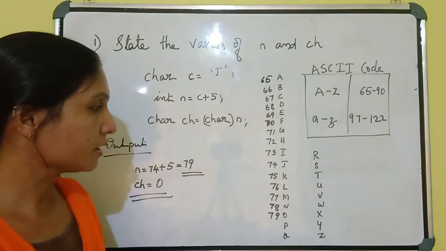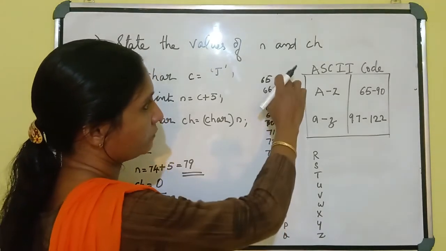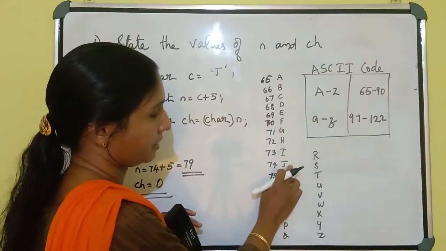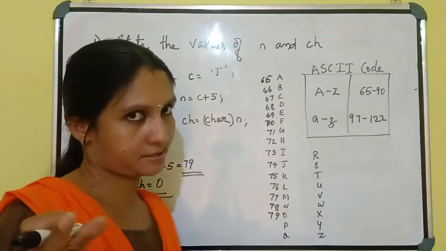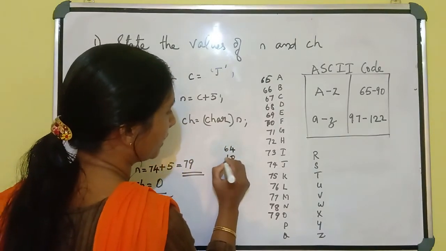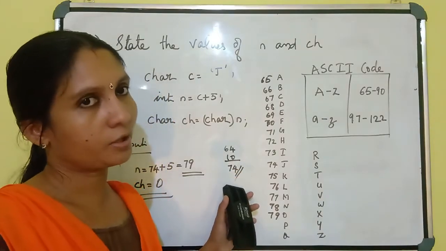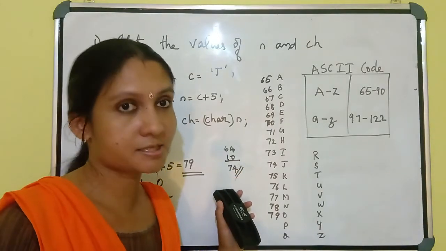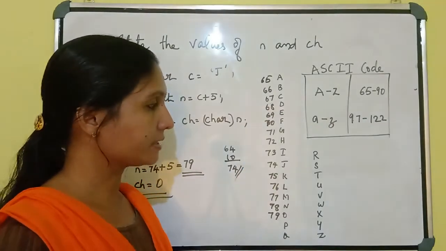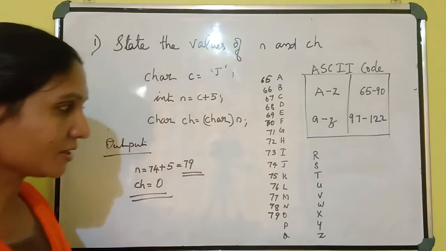First, you have to count the letters like this: 1, 2, 3, 4, 5, 6, 7, 8, 9, 10. This J is the 10th letter, and you have to add this 10 to the 64. Then you will get 74. Easily we can find out the equivalent ASCII code if you know the letter's number. Otherwise, you have to write like this, then you can find out the values. I think you all understood about this one.